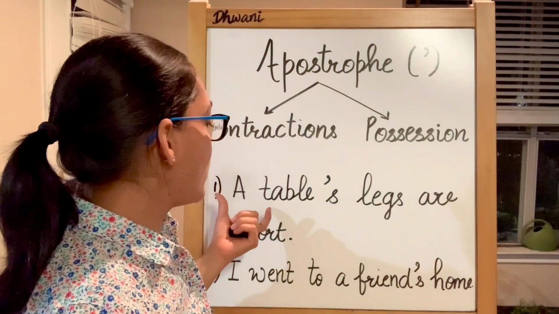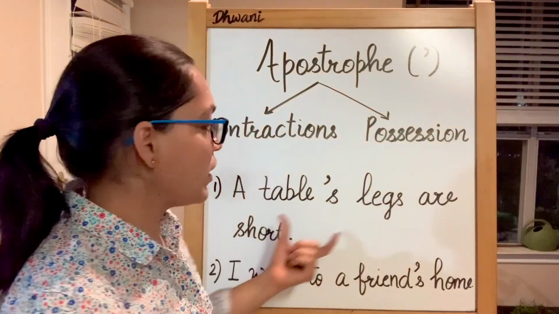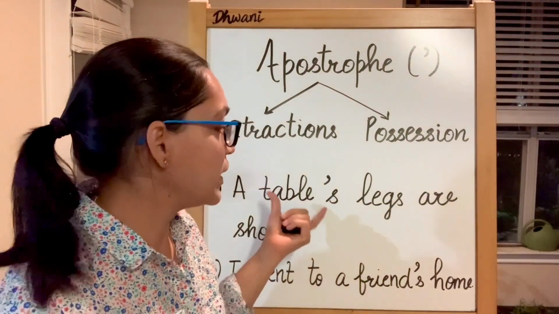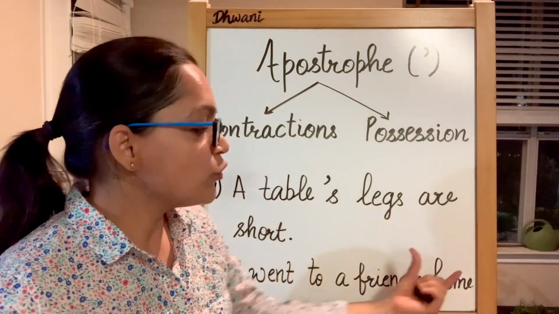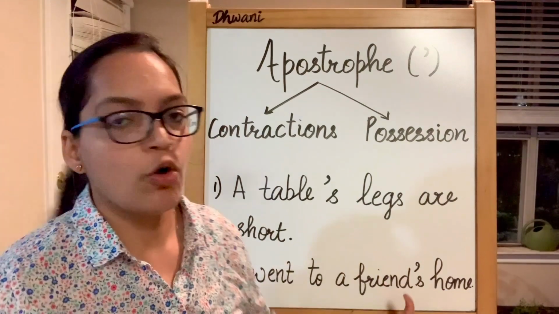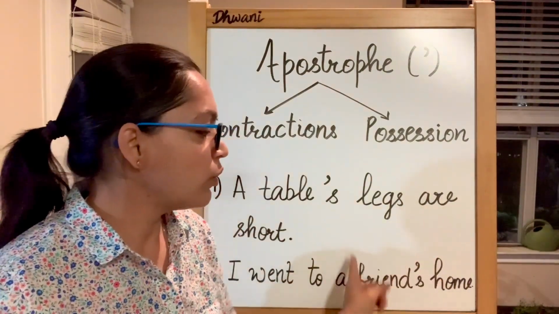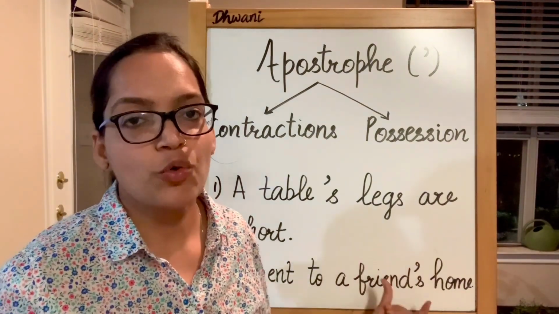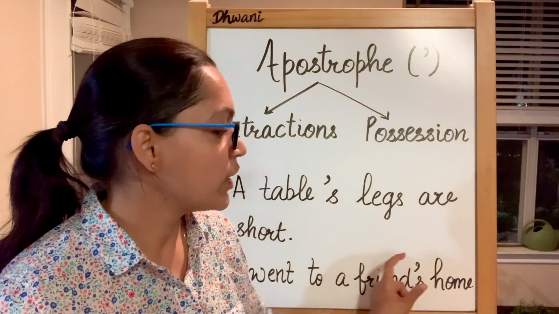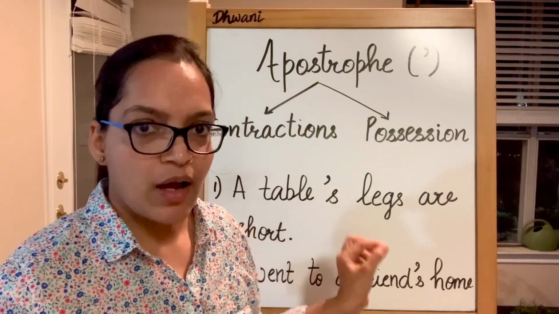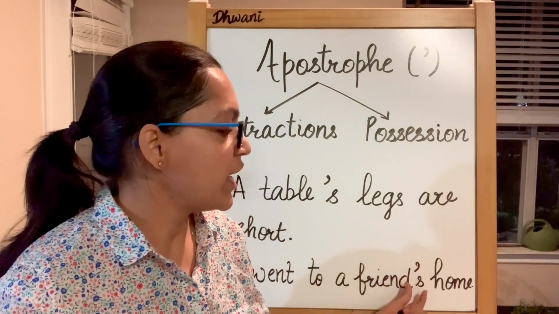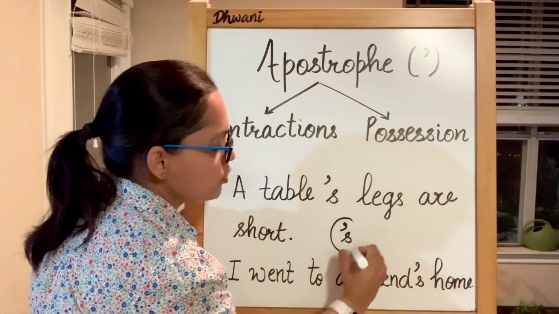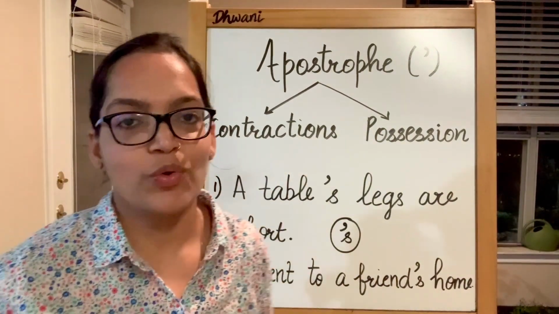Now, if I want to say a table's legs are short, I am talking about the legs, but I want to talk also about the table which it belongs to. I'm talking about the home. I went to a home. Whose home? So I want to tell you that I went to my friend's home. And when you show that belongingness in singular nouns, you show it with apostrophe and s. So we can add an apostrophe and s to singular nouns and show the possession.